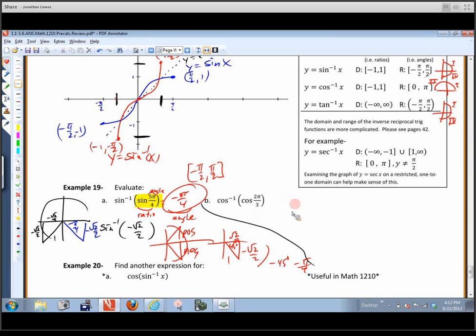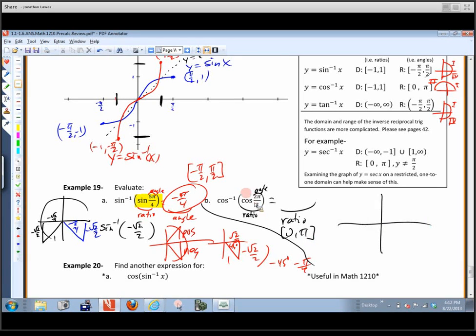Let's find the cosine of 2 pi thirds, and then find the cosine inverse of that. Now, this is an angle. That whole thing, what comes out of that, should be a ratio. And then we're going to get a ratio for an answer, but it's got to be a ratio that's between 0 and pi. Now, if you look really closely on this one, we can just look at it and tell what the answer is, but let's talk about why that is.